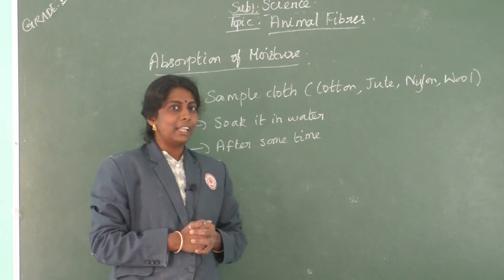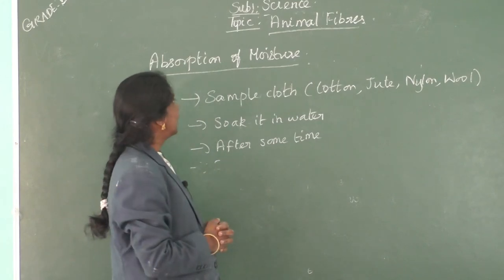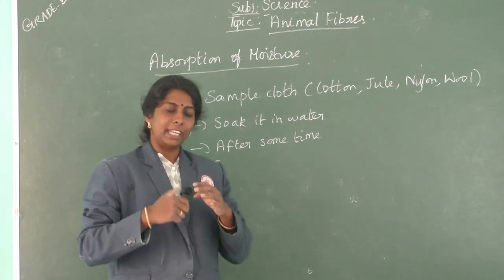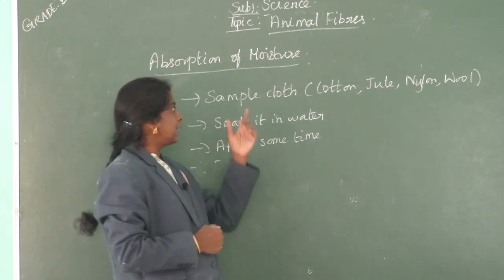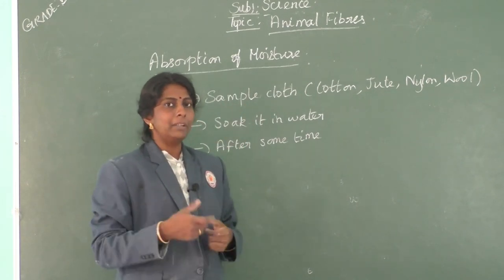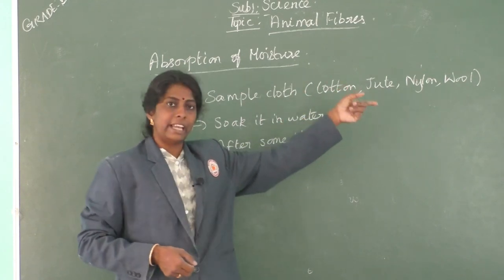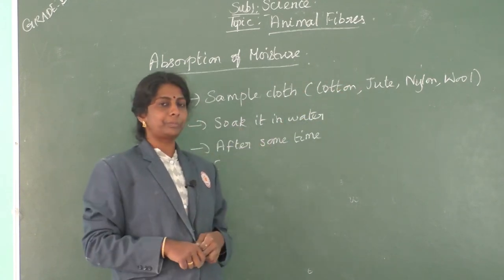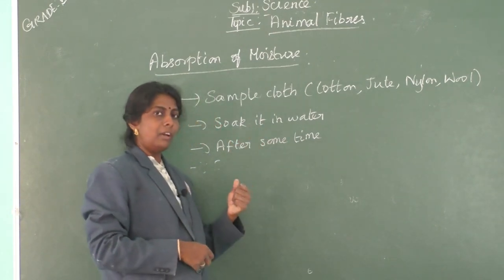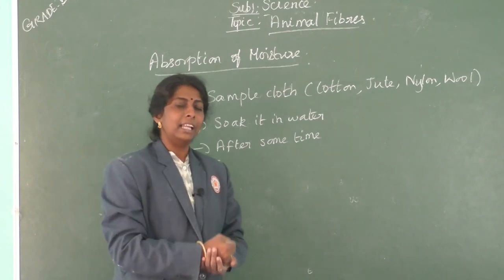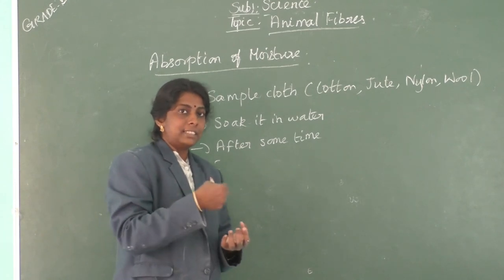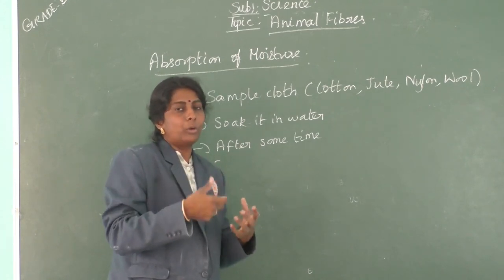And I'm just going to give you an activity: absorption of moisture. What are you going to do? You're going to collect different types of sample cloth, a piece of cloth, not a big cloth. Sample cloth like cotton, jute, nylon, wool and all. So collect as much as you are able to get, take a piece of cloth and soak it in water, and after some time observe the moisture content, how much it's absorbing, that you want to find out.